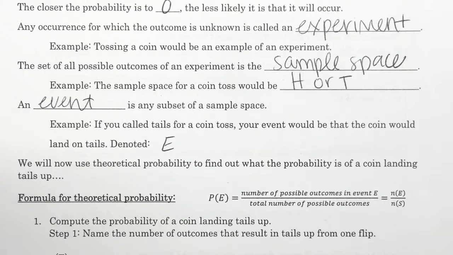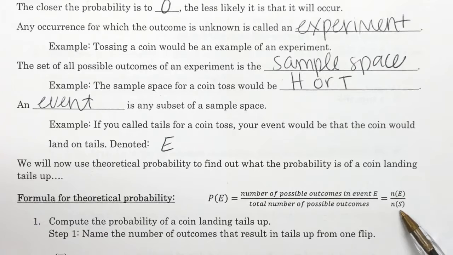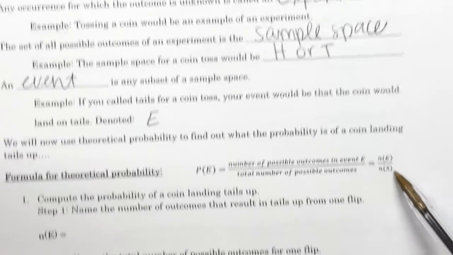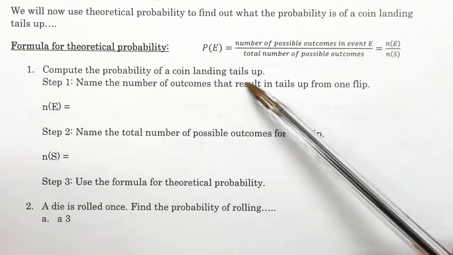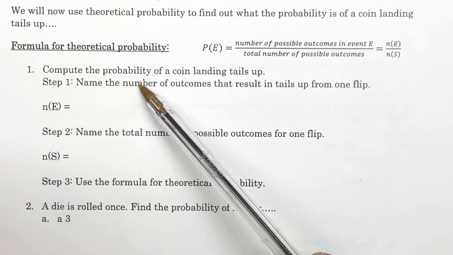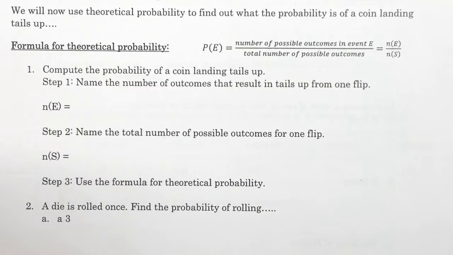And now we're going to use theoretical probability to find out what the probability is of a coin landing tails up. So the formula is n(E) over n(S). The number of possible outcomes in event E, that's your successes, over the total number of possible outcomes. That's n(S) right here. So for the first one, compute the probability of a coin landing tails up. We've already done this, so this is review. How many successes would you have for tails up? How many chances of success?